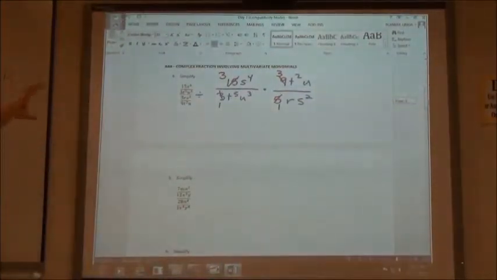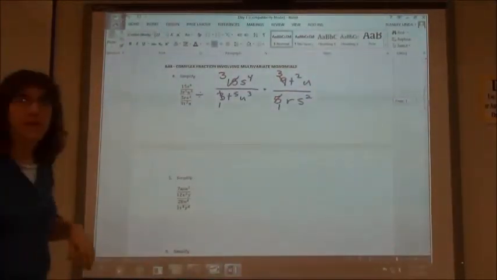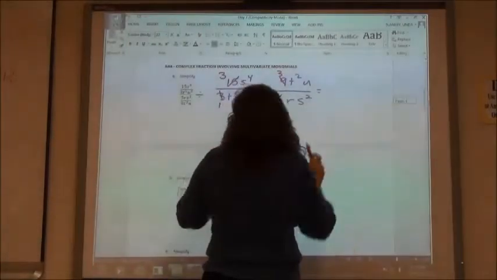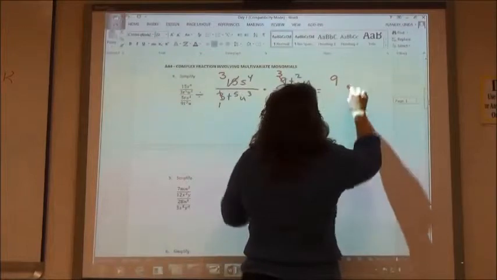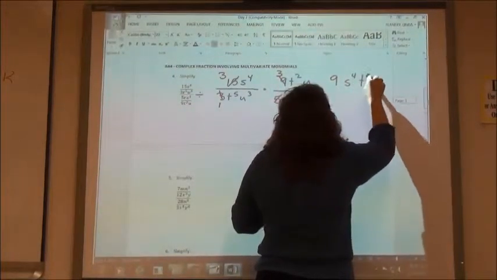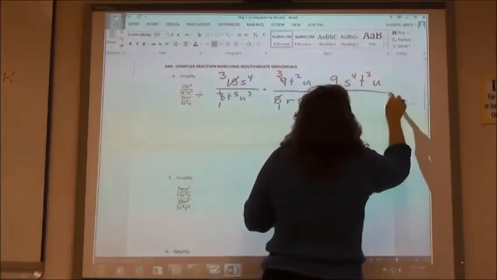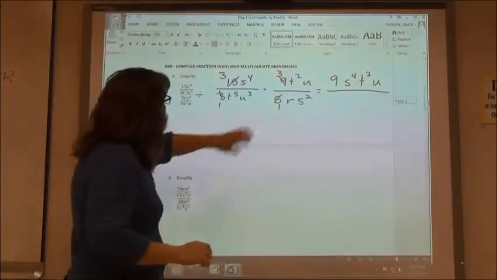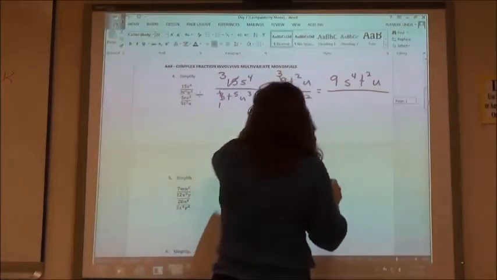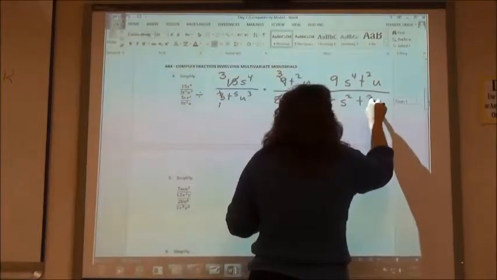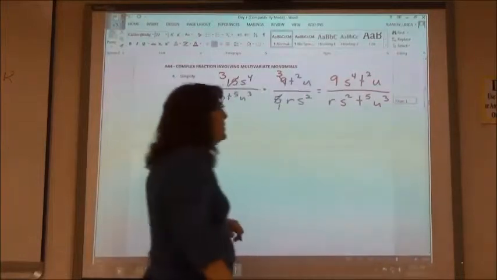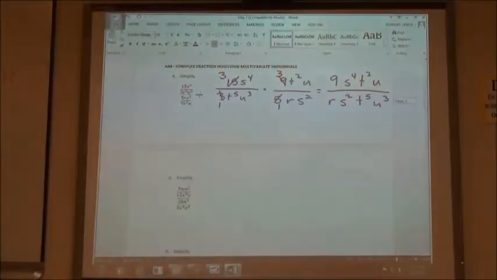I then like to multiply across the top and across the bottom just so I can combine stuff and rearrange stuff. I have a 3 times a 3, which is 9. And I have an s to the 4th, a t to the 2nd, and a u. On the bottom, 1 times 1, so I don't need that. If I put them in order, I have an r, an s to the 2nd, a t to the 5th, and a u to the 3rd. Again, you don't have to put them in order, but it looks nice when you try to rearrange them.